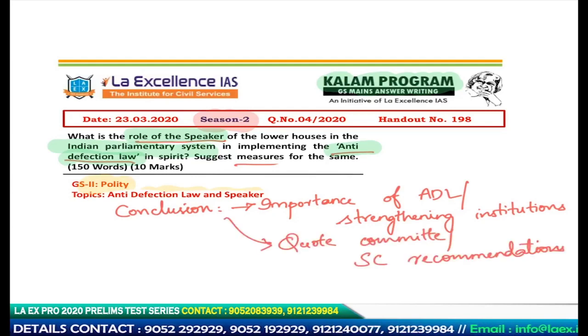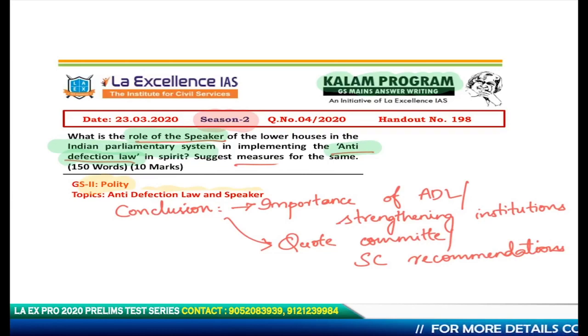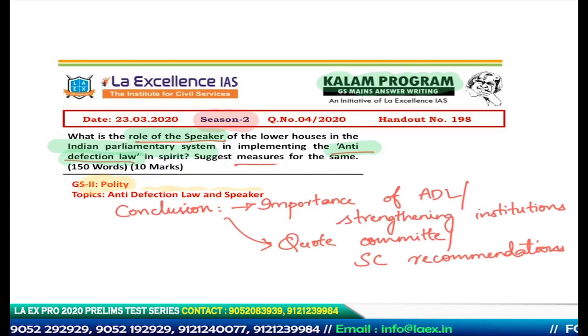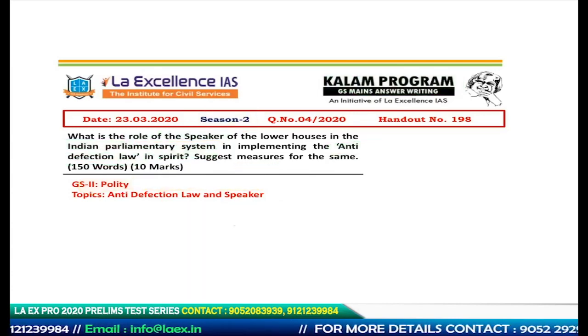Otherwise, we can quote any of the committee's recommendations which call for strengthening the institution of Speaker, or those recommendations which call for an alternative mechanism to implement the anti-defection law. So conclusion can be written in 2 forms. One is mentioning about the importance of anti-defection law, or quoting any committee's recommendations for strengthening anti-defection law implementation. Let us examine one of the sample answers written by a student.